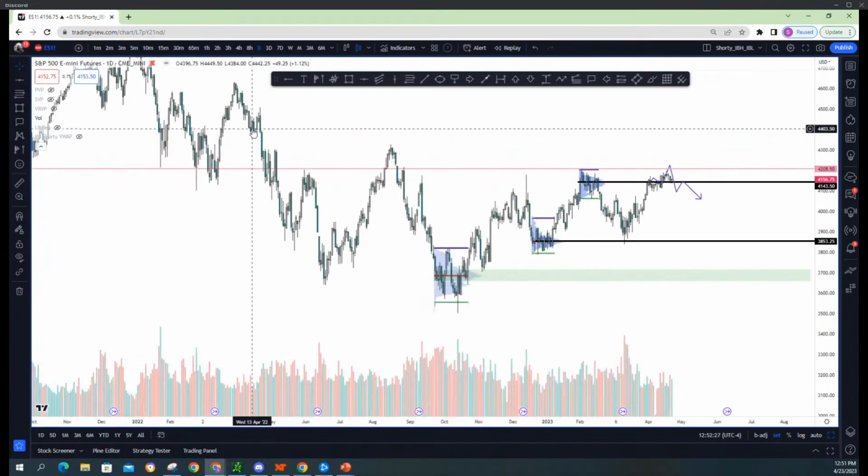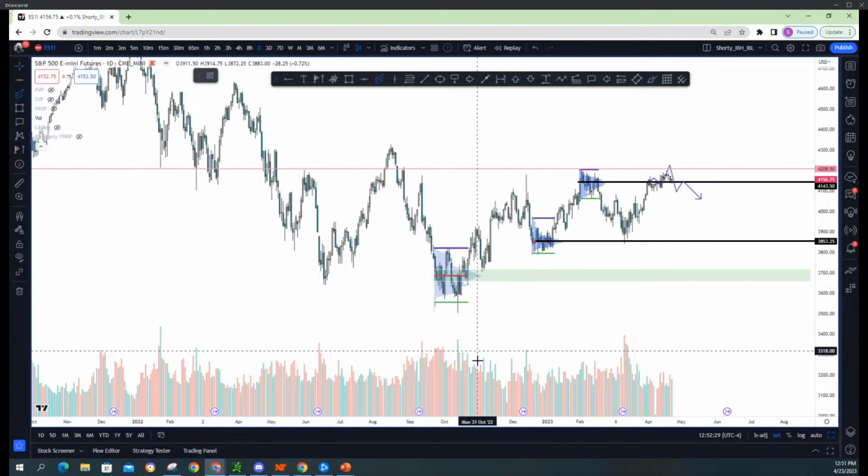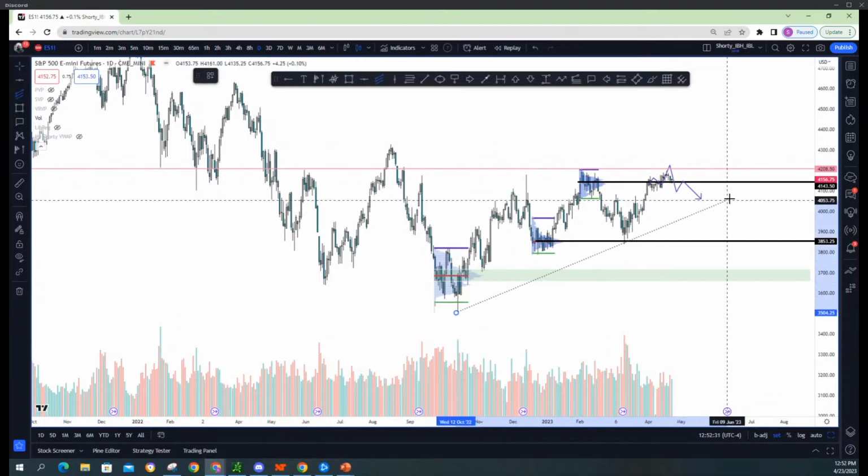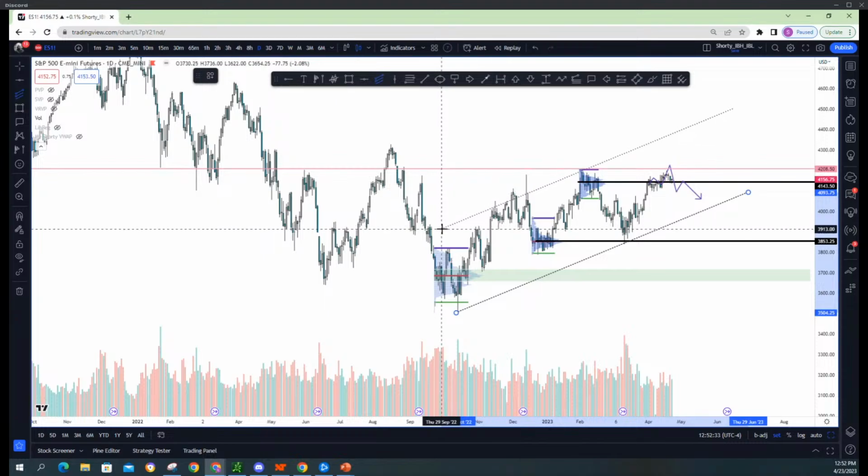And if you can add whatever you use or whatever your confluence points are. Here's your channel here. If you're trading channels or care for them, I'll probably put it somewhere around here.